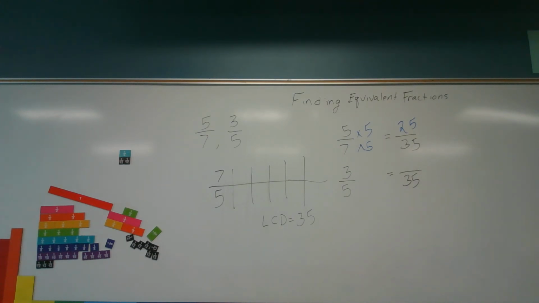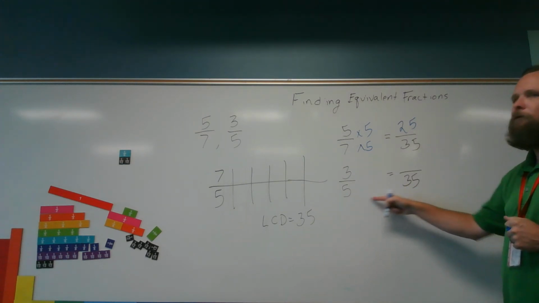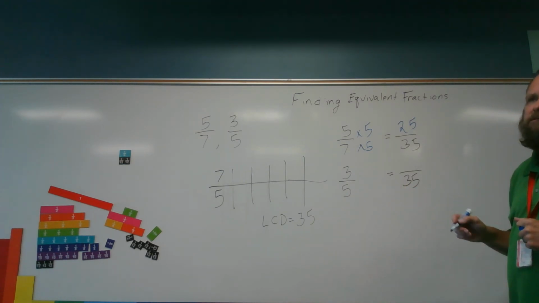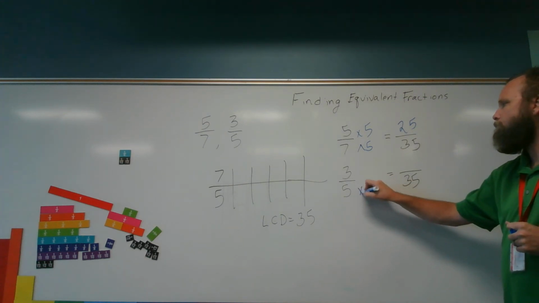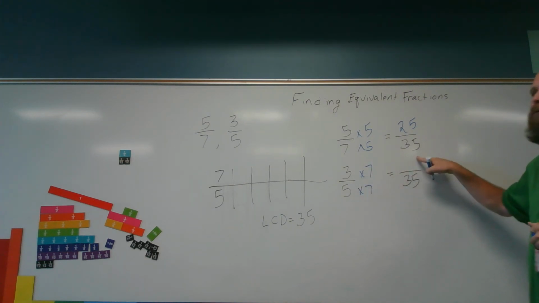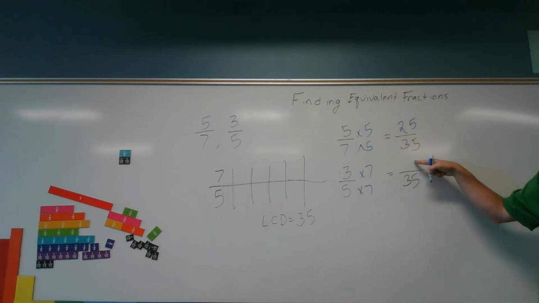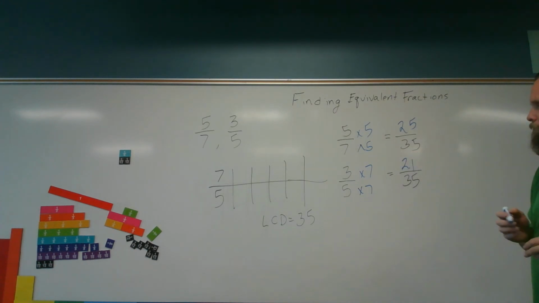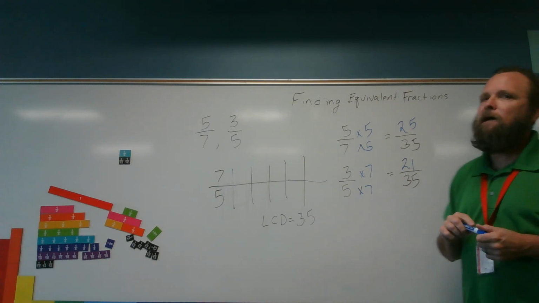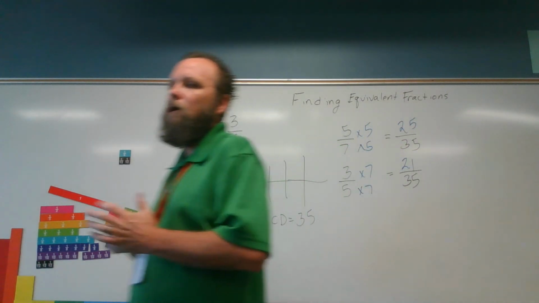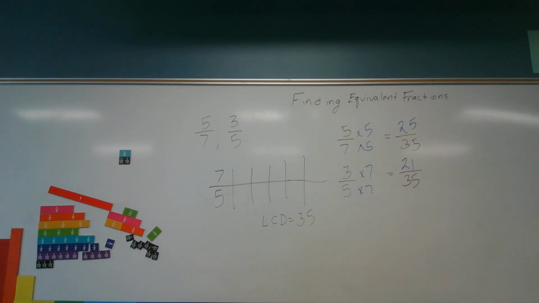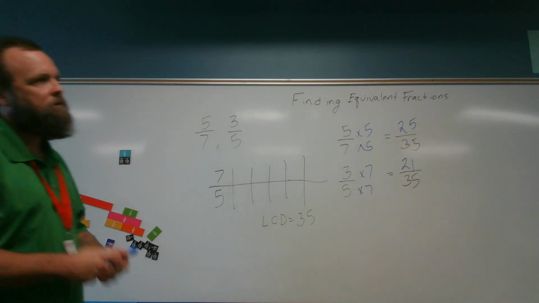And Honeyleth, what do I multiply by here to get 35? 7. And what's my new numerator? 21. So this is something you have to be able to do in order to add and subtract fractions. You have to be able to do this.